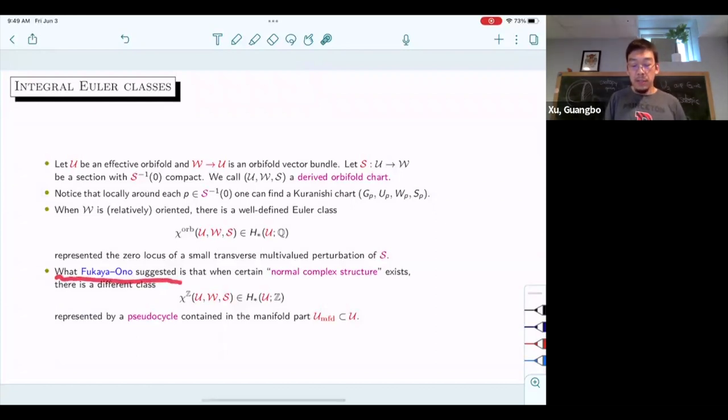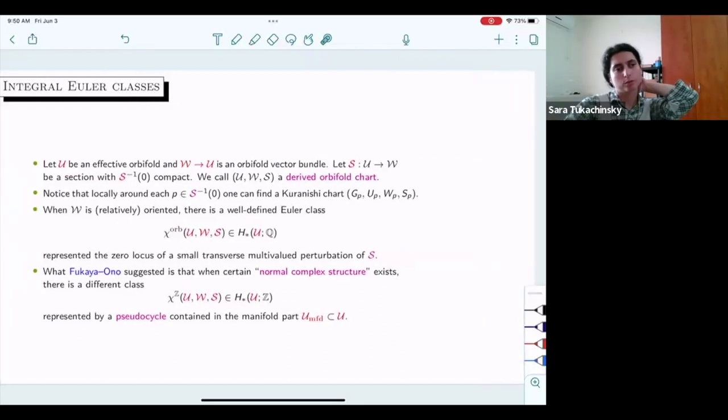And what Fukaya and Ono suggested is that if, in addition to the orientation, there is also a complex structure, or more precisely a so-called normal complex structure, this complex structure in the normal direction to the fixed point locus, then there should be a different class, which is an integral homology class. This homology class should be represented by a pseudocycle which is contained in the manifold part of this orbifold. And this pseudocycle should be the zero locus of some nice single-valued perturbation. So this is the way to globalize what Fukaya and Ono suggested in the finite dimensional topological setting.